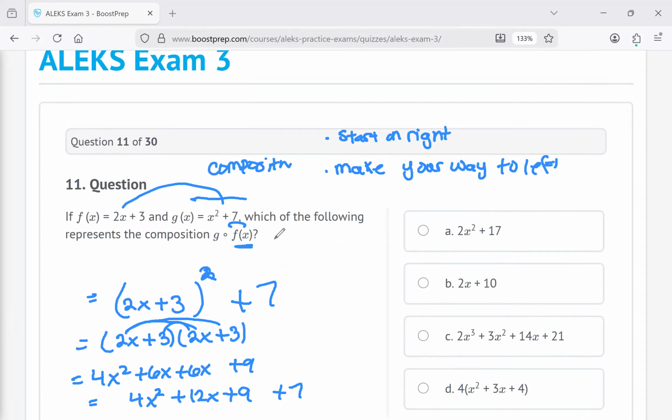So when you simplify this, it's going to be 4x squared plus 12x, and then 9 plus 7 is 16. Do you see our answer? Not yet, because they factor out a 4, so that's going to be 4 times (x squared plus 3x plus 4). Now I see my answer, because I don't think this could be factored, right? So it is letter D.